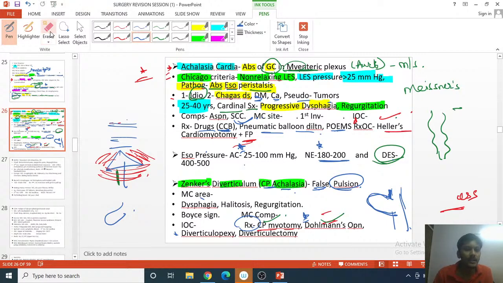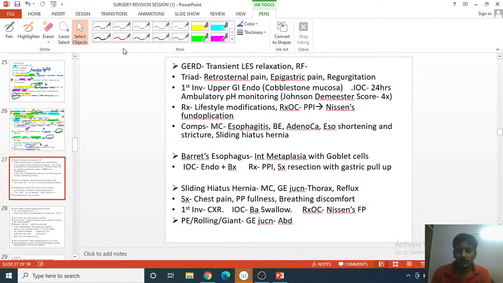And lastly, if the diverticula is large, then you just excise it. Okay, you just excise it, that is known as diverticulectomy. Then moving further is your GERD, that is your gastroesophageal reflux disease.